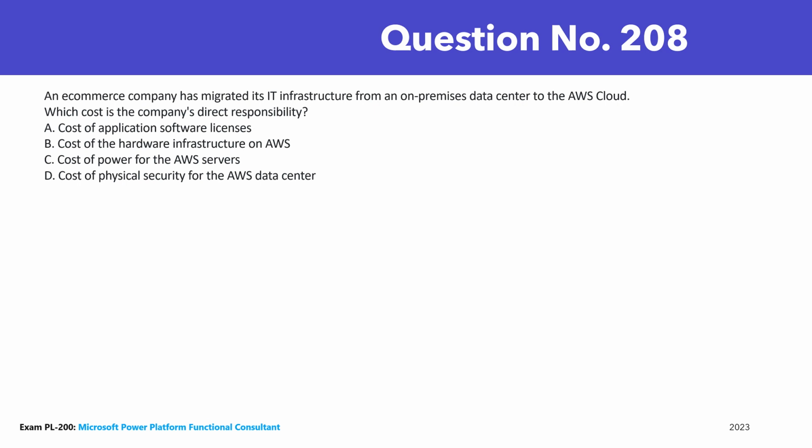An e-commerce company has migrated its IT infrastructure from an on-premises data center to the AWS Cloud. Which cost is the company's direct responsibility? A. Cost of application software licenses. B. Cost of the hardware infrastructure on AWS. C. Cost of power for the AWS servers. D. Cost of physical security for the AWS data center. Correct answer, A.